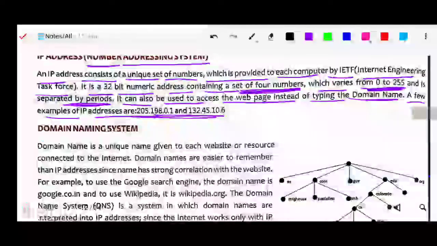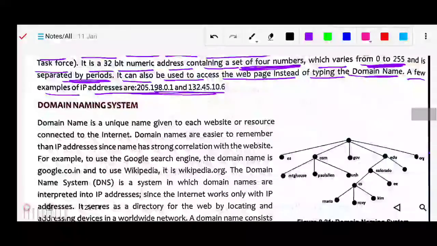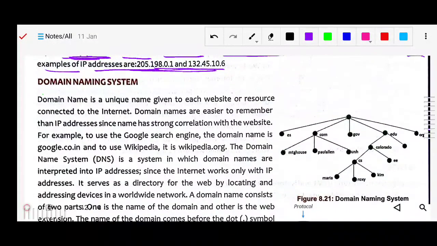Now next, which is your domain system. A domain name is a unique name given to each website or resource connected to the internet. So it is a unique name. In general terms, how I see it, domain names are easier to remember than IP addresses, since the name has a strong correlation with the website.